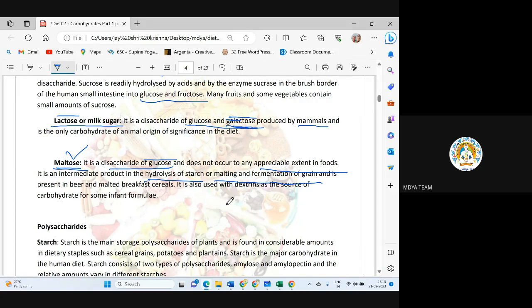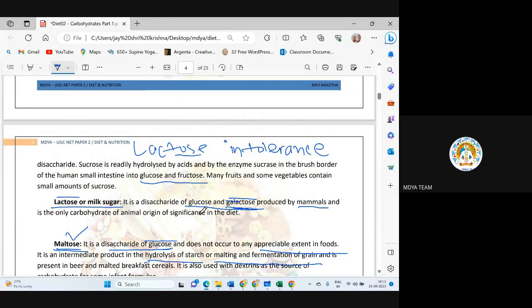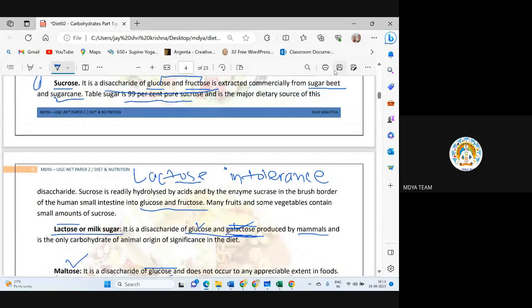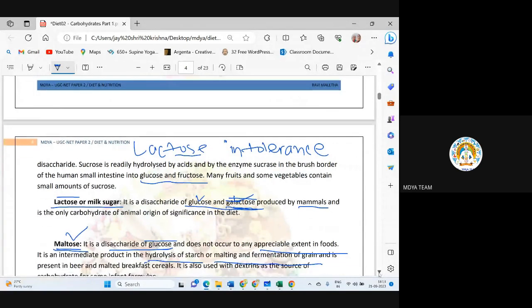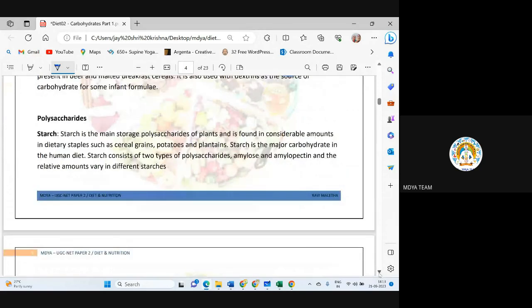In maltose, two molecules of glucose are present. Once again, I am repeating, in maltose, two molecules of glucose are present. In lactose, one molecule of glucose and one molecule of galactose is present. And in sucrose, one molecule of glucose and one molecule of fructose is present. So whenever you have sucrose, after digestion, you will get one molecule of glucose and one molecule of fructose.